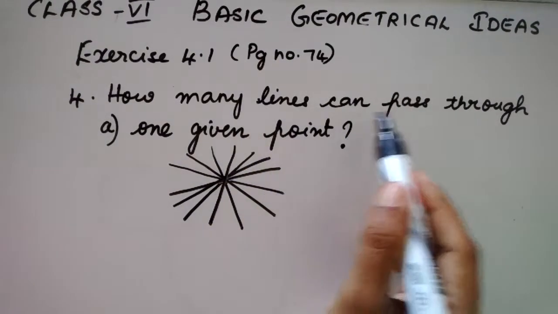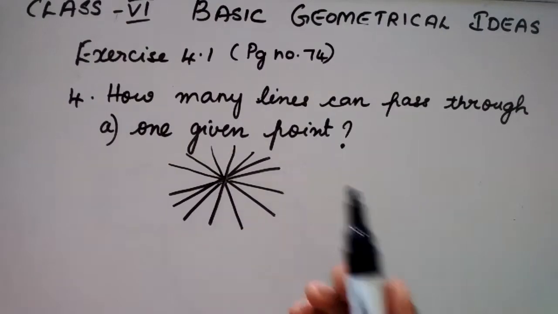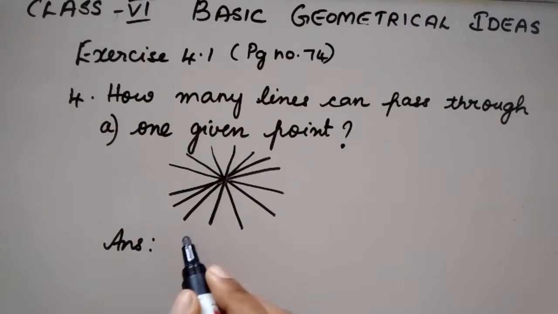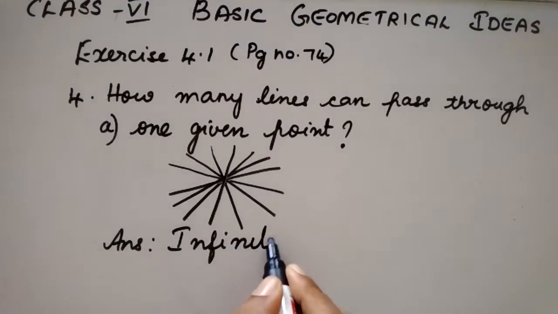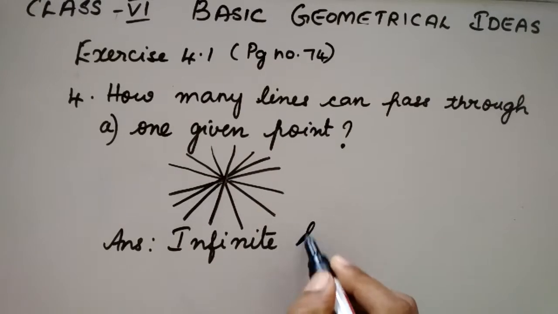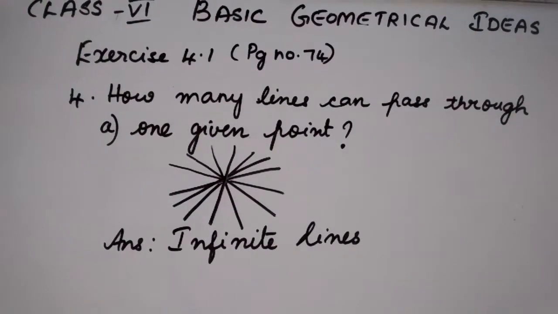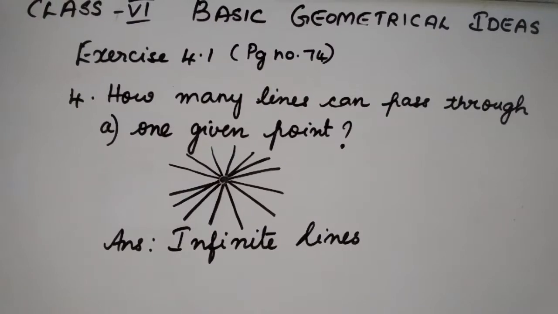So how many lines can pass through one given point? So the answer is infinite lines. What is infinite? Which means countless. Infinite lines. We can draw any number of lines through this point. Did you get this, students? Yes.